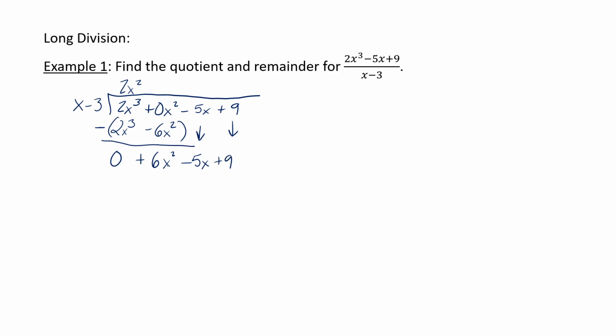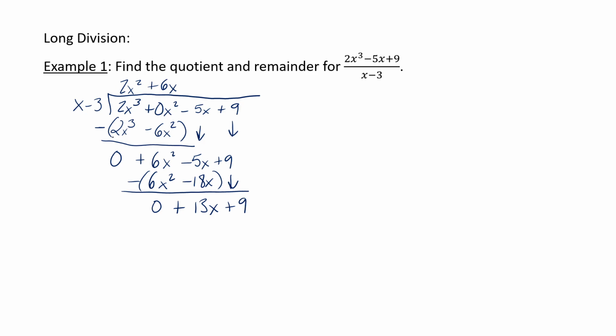Now I want this x to turn into a 6x squared. In order for that to happen, I need to multiply it by a 6x. So 6x times x is 6x squared. 6x times negative 3 is negative 18x. Once again, I'm going to subtract this value. Now 6x squared minus 6x squared is 0. Negative 5x minus a negative 18x should give you a positive 13x. And then I'm going to bring down the plus 9.